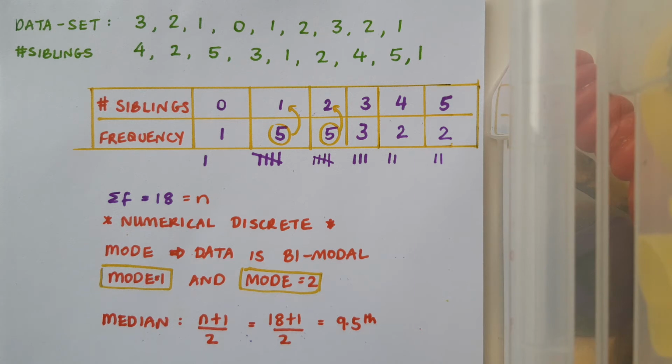You can see that nothing even close to 9 is actually recorded in my data set, so it couldn't be the middle of my data. Instead, I'm looking for the 9.5th piece of data, but there isn't a 9.5th piece of data. Instead, I'm going to find the 9th and the 10th and average them.